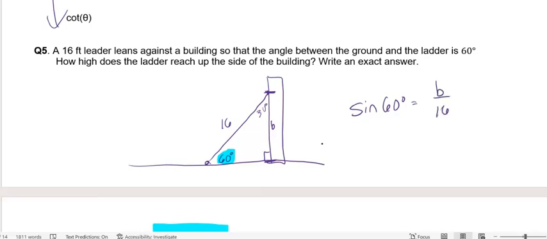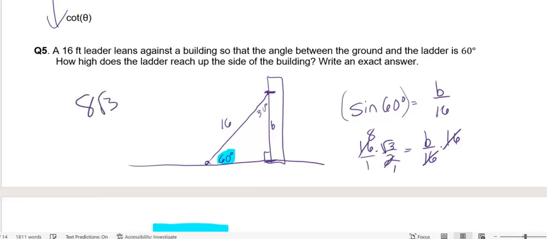And that will allow me to solve for b because, and only because, I know what the sine of 60 is. Right? Because we just talked about that. And I remember now that that's root 3 over 2. And this will allow me to solve for b. Multiply both sides by 16. It wants an exact answer here. So 2 over 16 is 8. So b would be 8 root 3.